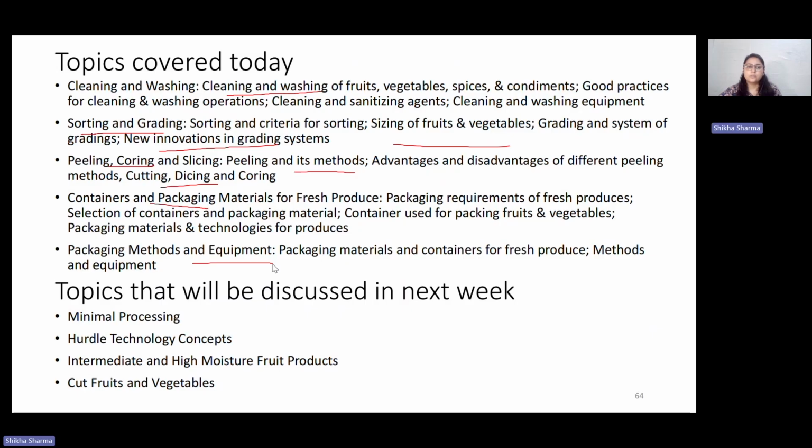We also discussed how CFVs are formed, what the different secondary and tertiary containers are that we can use in packaging, and what different things we should keep in mind when selecting any packaging material. We discussed all these things today, and in the next class, we'll be discussing minimal processing, hurdle technology, intermediate and high moisture fruit products, and cut fruits and vegetables.